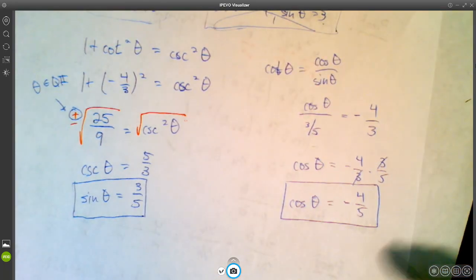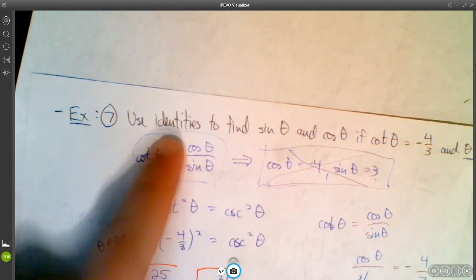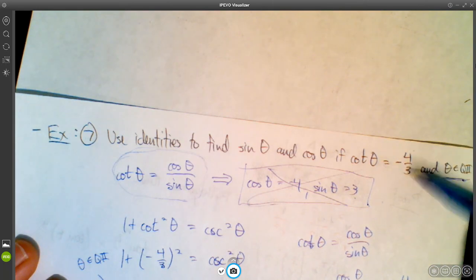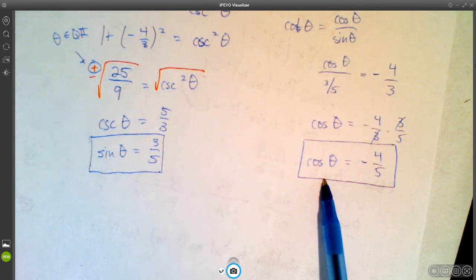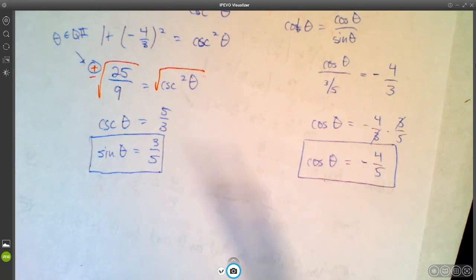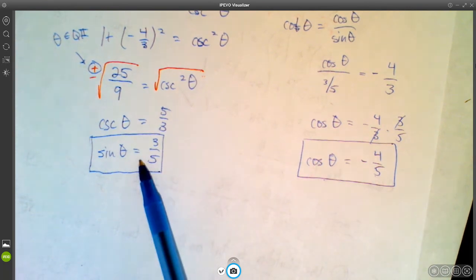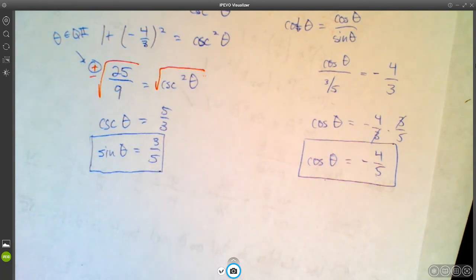So it is still the case that cotangent is cosine over sine. It's just that that doesn't necessarily mean that cosine is -4 and sine is 3. Actually, what's the case is that cosine is -4/5 and sine is 3/5. And notice that when you divide this by that, you do still get -4/3, just like we would expect.